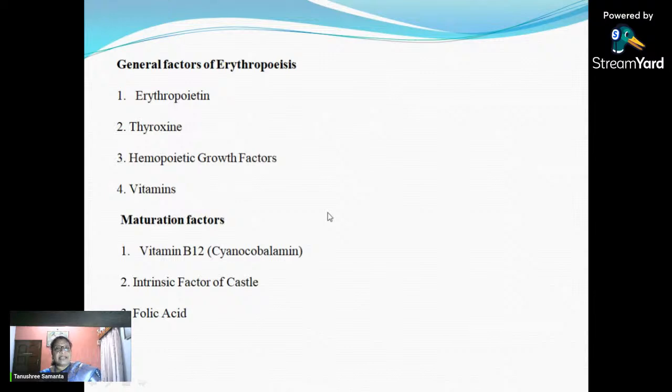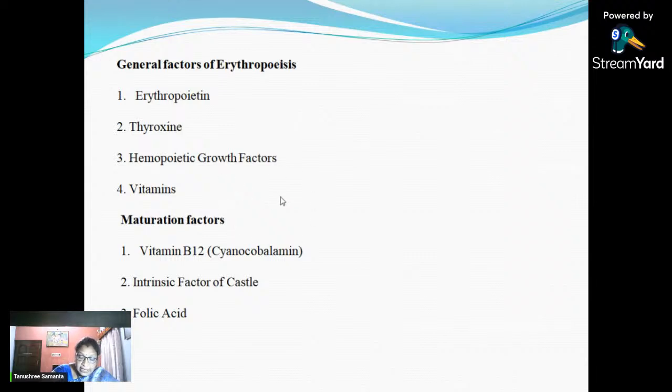These are the general factors which affect erythropoiesis. You have erythropoietin, thyroxine, certain growth factors, and vitamins. Erythropoietin is a hormone which is secreted from the kidney, and it mainly promotes the production of the colony forming units of the erythrocytes in the bone marrow. It also helps in the development of the proerythroblasts into the RBCs, and then releases the matured RBCs into the blood. Thyroxine, we all know, is a metabolic hormone, and it accelerates the erythropoiesis method.